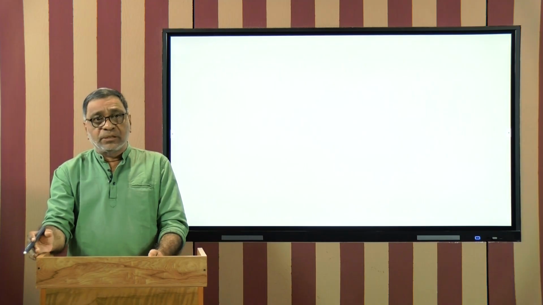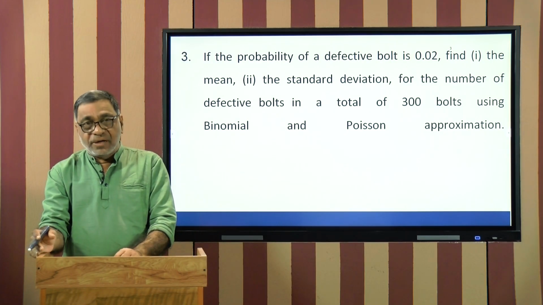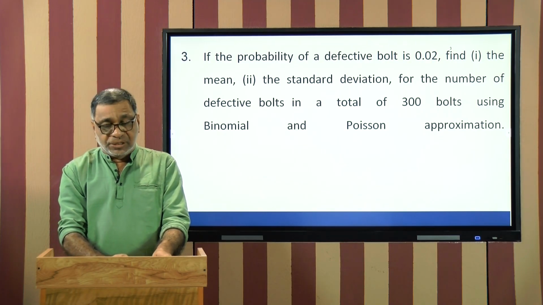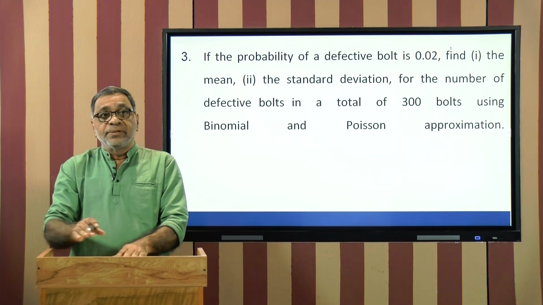Now, consider another example. If the probability of a defective bolt is 0.02, find the mean and the standard deviation for the number of defective bolts in a total of 300 bolts using binomial and Poisson approximation. So this question asks us to find the mean and standard deviation for the number of defective bolts.